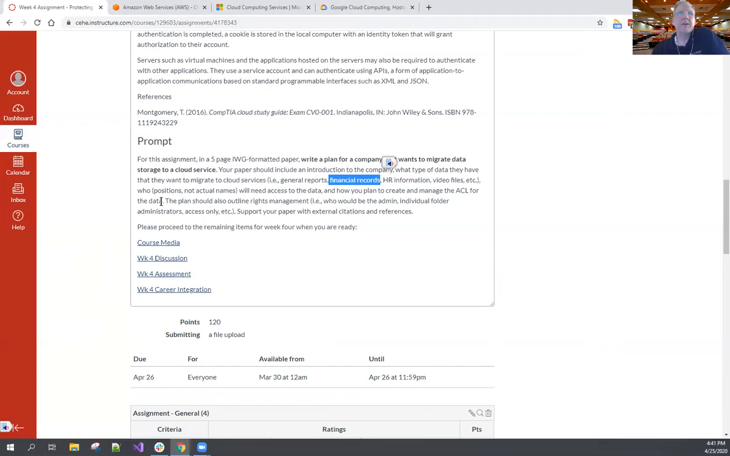Financial records, and we'll see who and what positions will need to access the data, and how you plan to create and manage the ACL for the data. And the plan should also outline rights management, in other words, administrators, and so on, and then add citations. Okay, so this is the assignment.